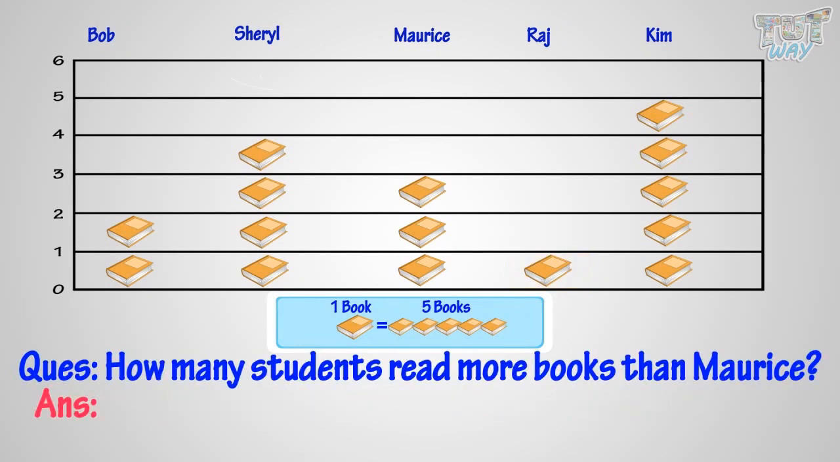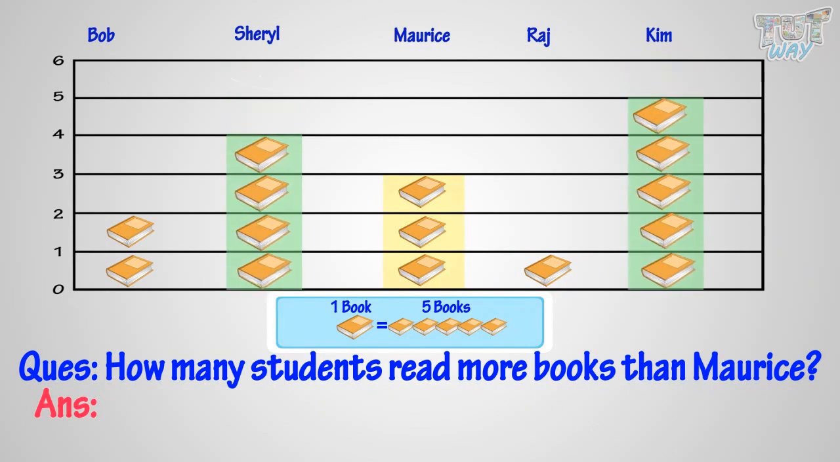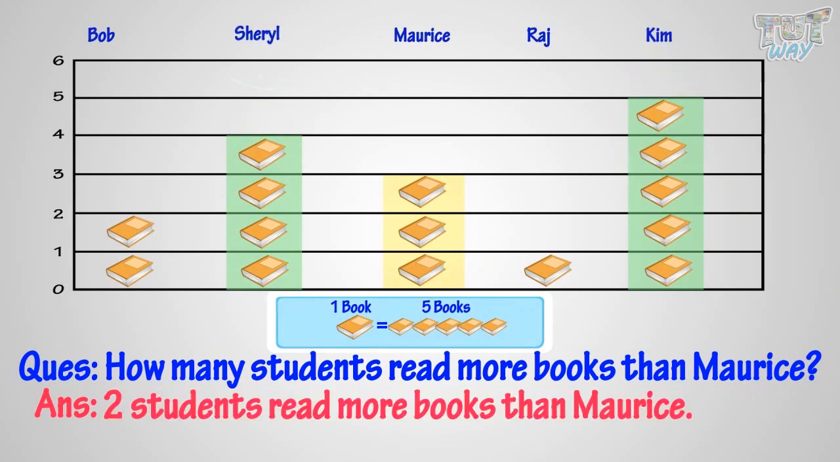Now, how many students read more books than Maurice? Let's find it out. There are 2 columns where there are more book symbols than Maurice. So 2 students read more books than Maurice.